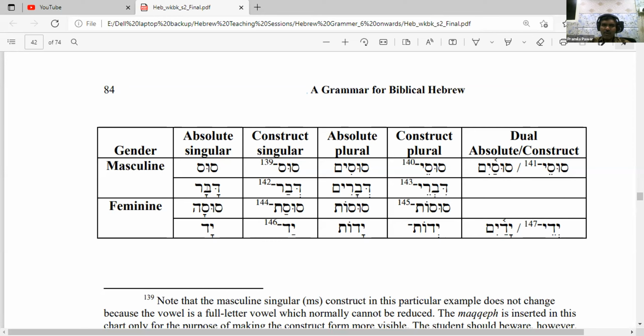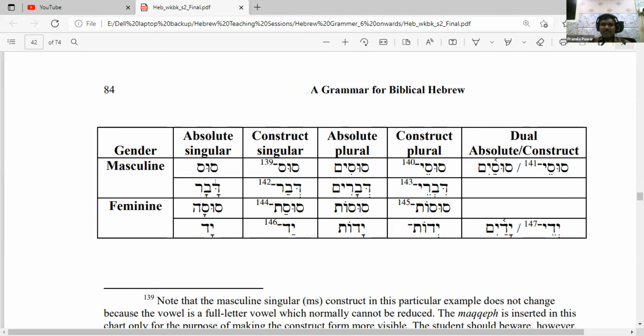Now about this davar. Say after me, davar. Devar. Now please note, in masculine singular state the noun is davar, but in construct singular state it has been changed to devar. See, this vowel reduction takes place. The qamets is reduced to shva, and this other qamets is reduced to patach.